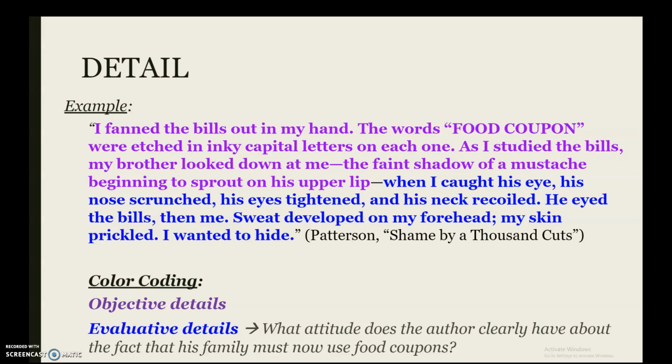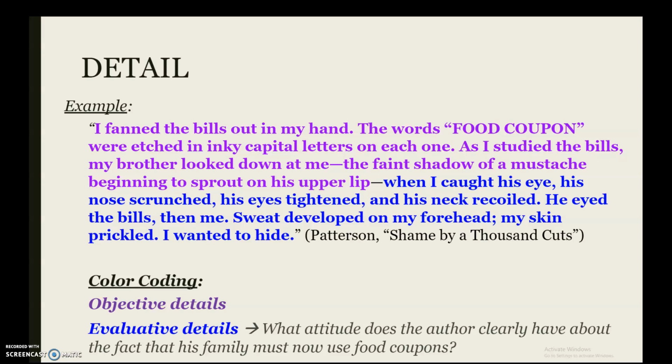So the first part is pretty objective. So you can see the food coupons fanned out in his hand. You can see a little bit of what they looked like because the words food coupon are capital letters etched in ink, very clear. But there's not a lot of bias or judgment yet. Even the fact that his brother has a shadow of a mustache on his lip tells you that his brother's on the cusp of manhood, like he's probably a little older teenager, but it doesn't give you a lot of feeling. But the next part, the blue part, does. You can definitely tell the attitude of the author quite clearly by those details.